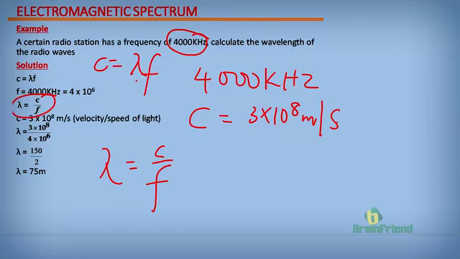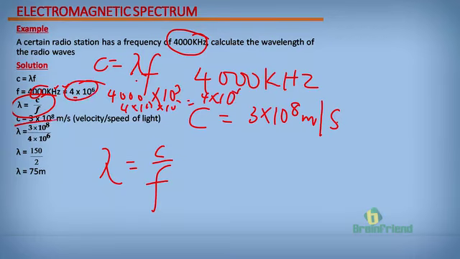The frequency has been given as 4,000 kilohertz, expressed as 4,000 times kilo, 10 raised to power 3. This becomes 4 times 10 raised to power 3 times 10 raised to power 3, which becomes 4 times 10 raised to power 6. So c is 3 times 10 raised to power 8. So lambda is equal to 3 times 10 raised to power 8 over 4 times 10 raised to power 6. At the end, we get lambda is equal to 150 over 2, which becomes 75 meters. So our wavelength for that radio wave is 75 meters.